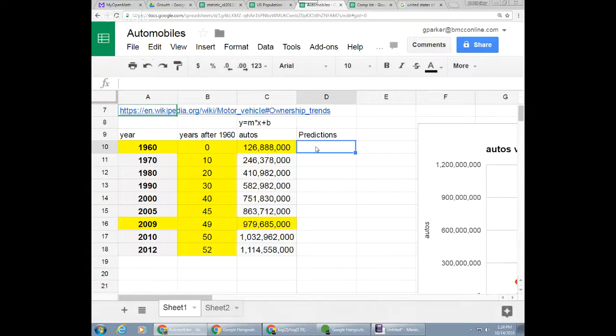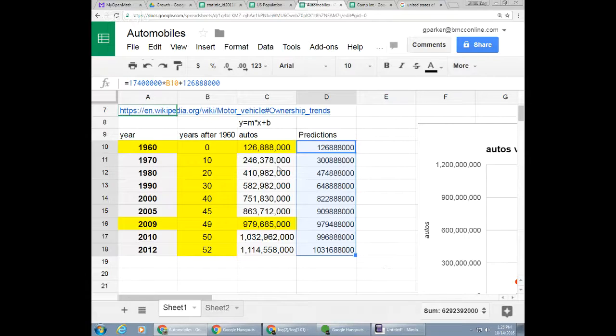Okay, so for my prediction, I go equals my slope, let's call it 17.4 million, times the years after 1960, plus my y-intercept, which is going to be the 1960 number of 126,888,000. Now, the cool thing about picking 1960 as my starting value is that my prediction for 1960 is always going to be right. After that, I have a different slope, and so things are going to get interesting.